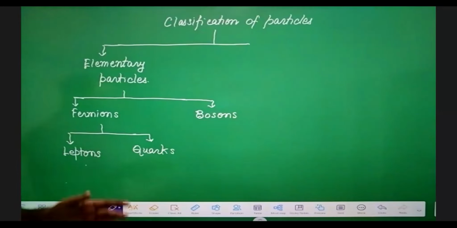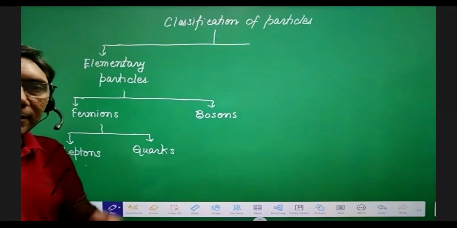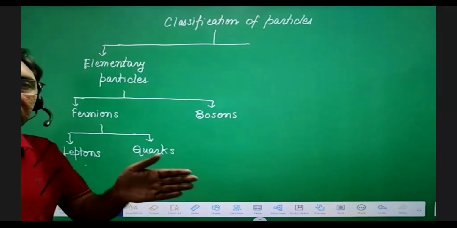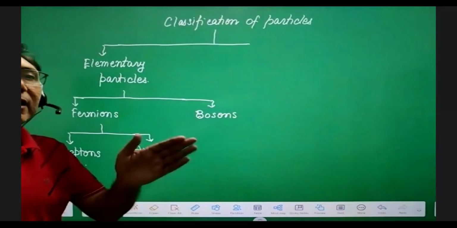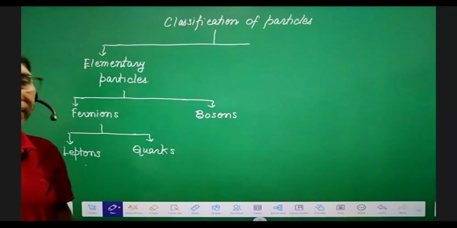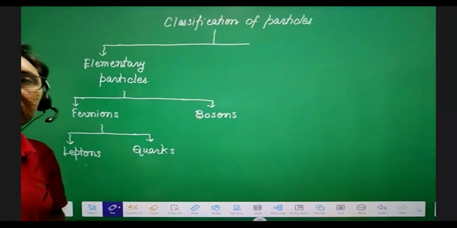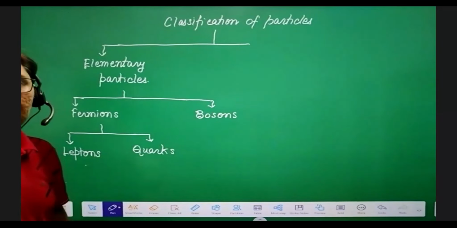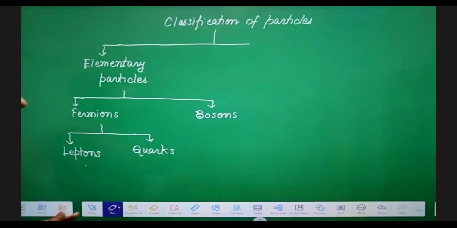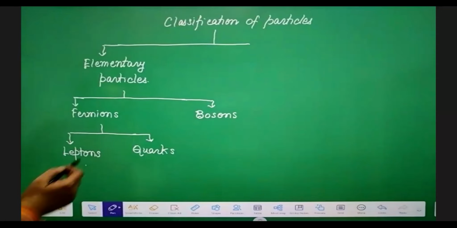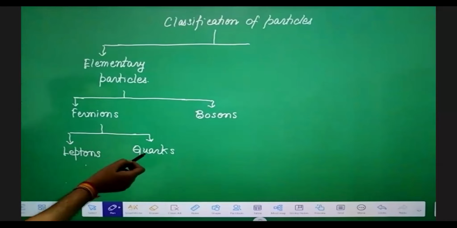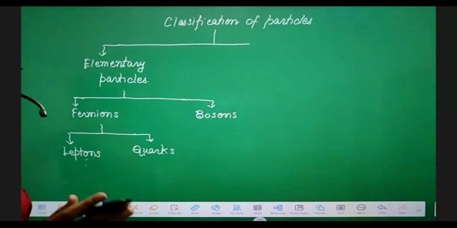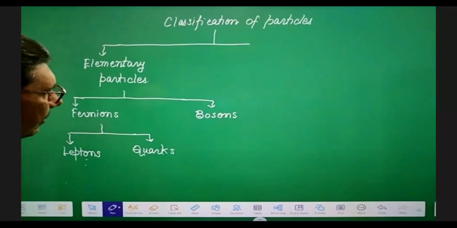For example, three types of leptons are there: electron family, muon family, and tau family. All these three families have half spin. Similarly, six quarks are there, and their spin is also half. Because their spin is half, they are fermions. So in elementary particles, there is a category called fermions. In this category, all these particles, leptons and quarks, have half spin.